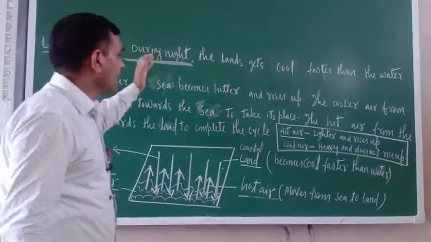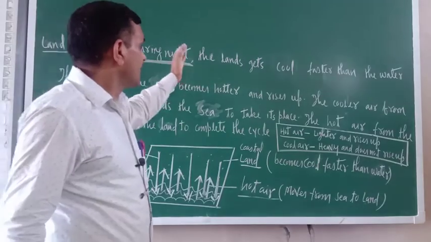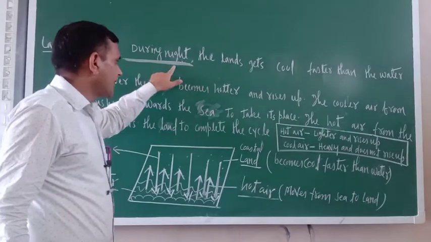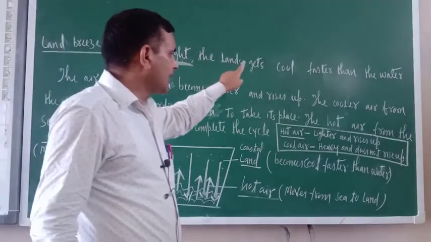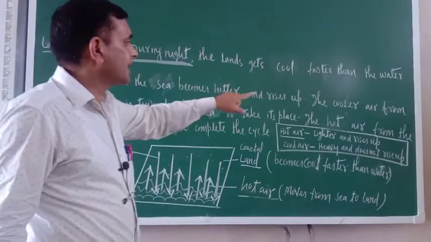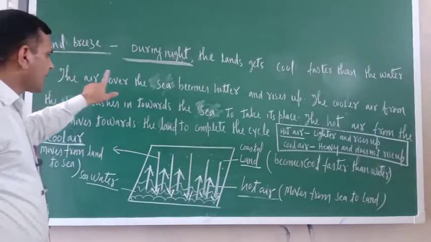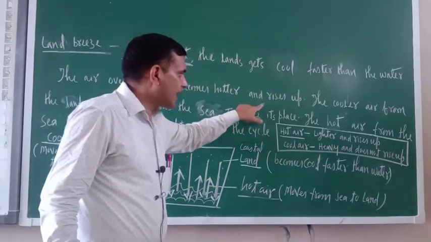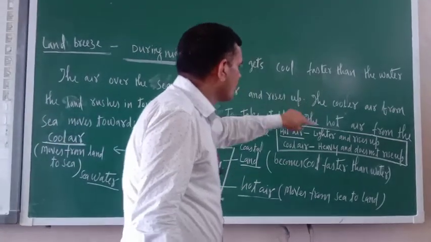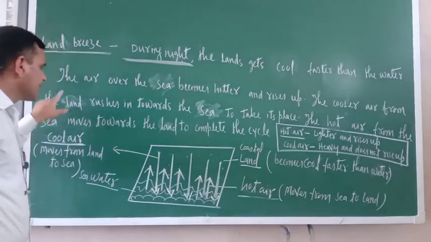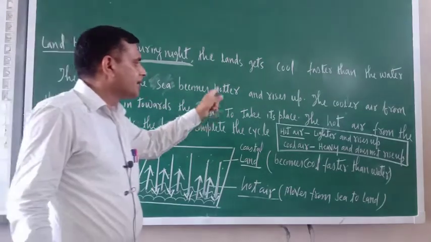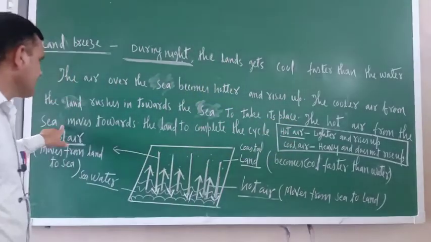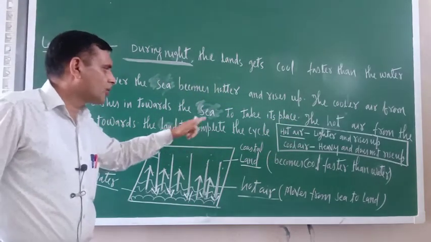So just see, during night the land gets cool faster than the water. So the air over the sea remains hotter and rises up. The cooler air from the land rushes in toward the sea to take its place, completing the cycle.